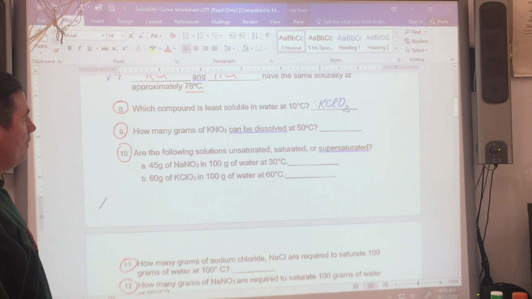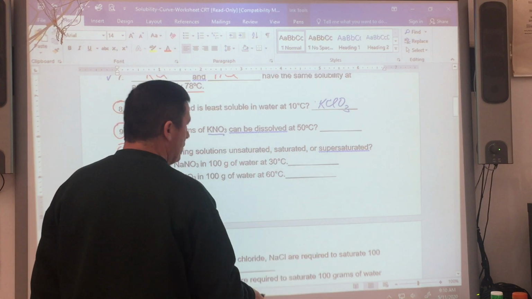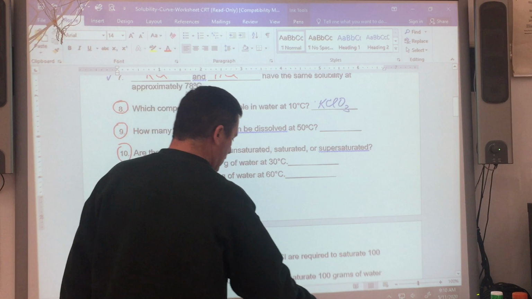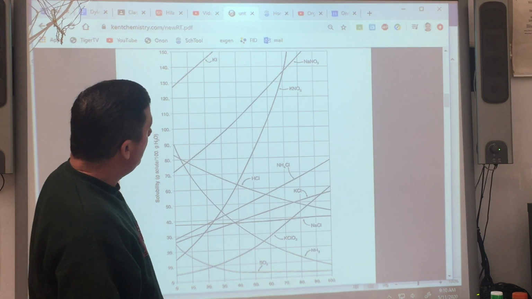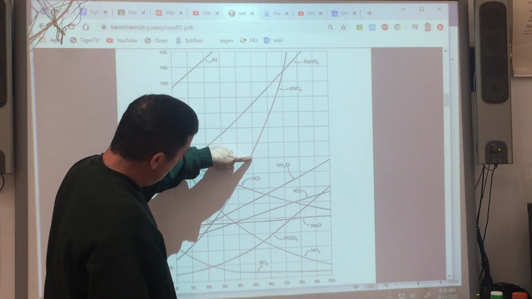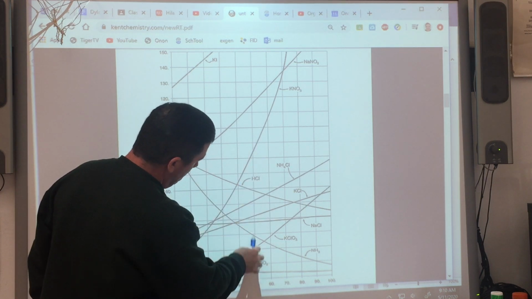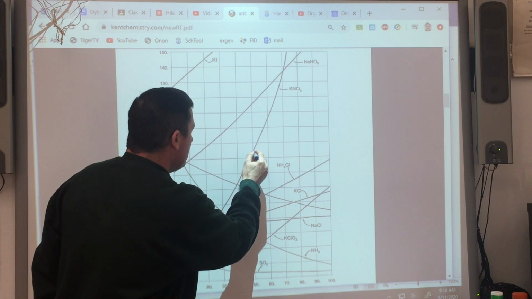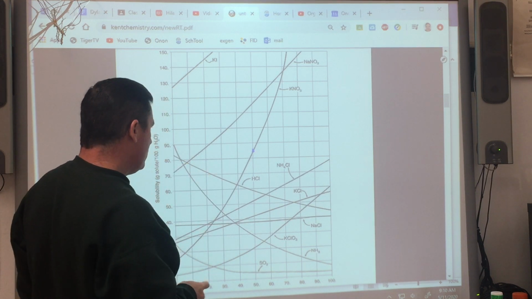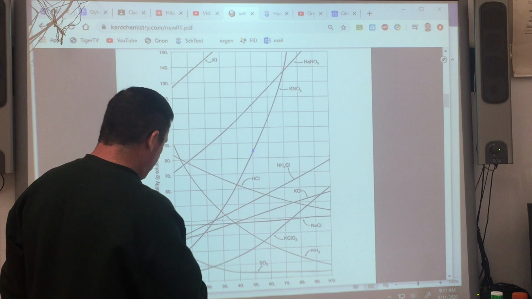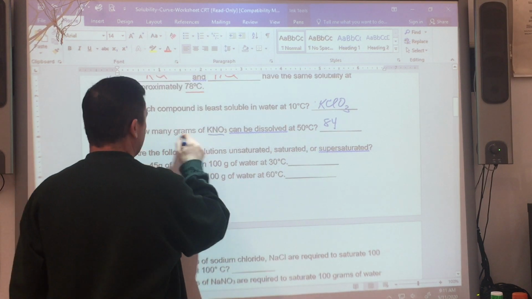Nine, how many grams of KNO3 can be dissolved at 50 degrees Celsius? So I need potassium nitrate at 50 degrees Celsius. 50 degrees Celsius, KNO3 is here. So I need to see where these intersect. So 50, KNO3, right here. So I'm going to say that's about 84. And what's my unit? Grams.